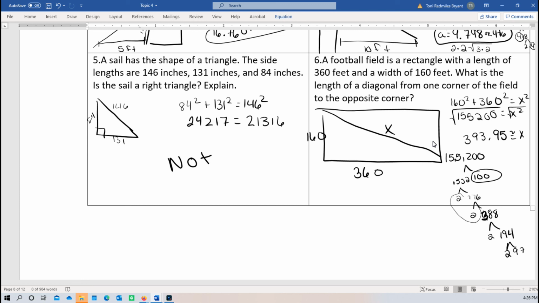So I have 2 2's and 2 2's. So I know I can take out a 10 for the 100, a 2 for 2 of the 2's, a 2 for 2 of the 2's, and I'm going to have a root 97. All right, that's going to be 20, 40, radical 97. So if you wanted to leave it as an exact answer, there you go.